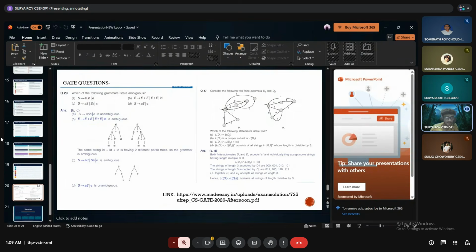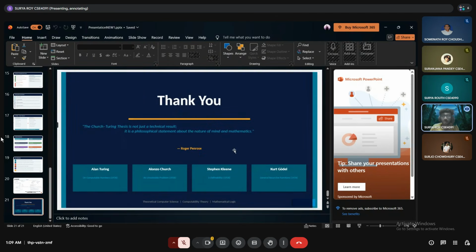Moving on to the next slide. I would like to end this PPT with the final quote of Roger Penrose, that the Church-Turing thesis is not just a technical result, it is a philosophical statement about the nature of mind and mathematics.